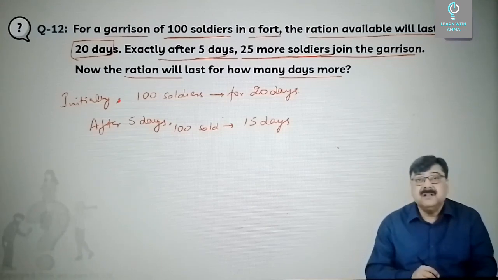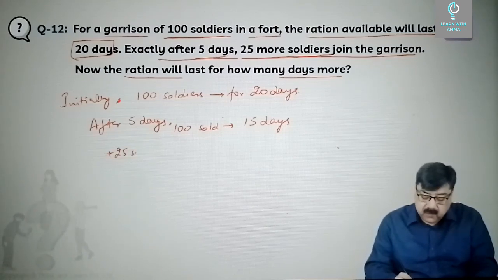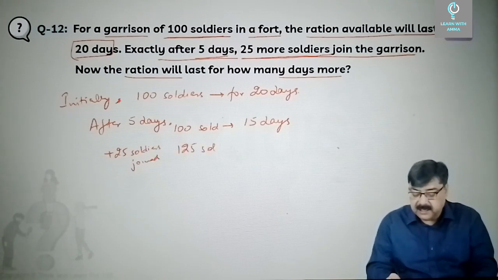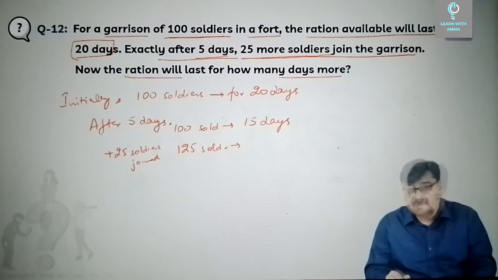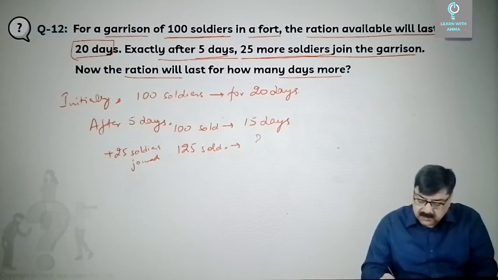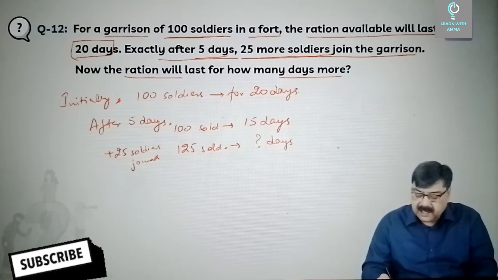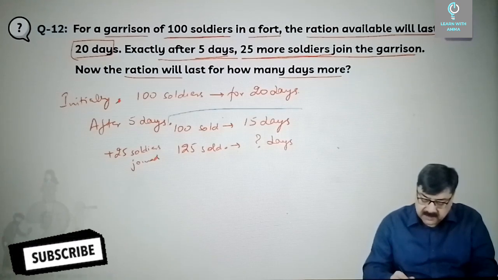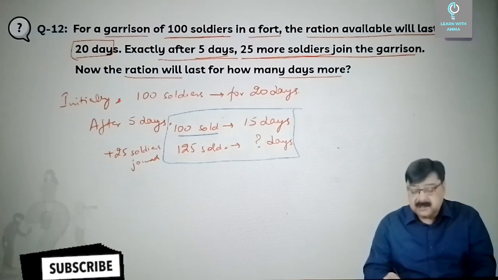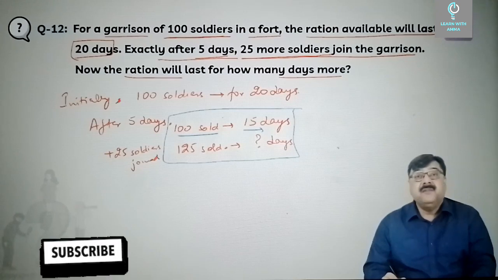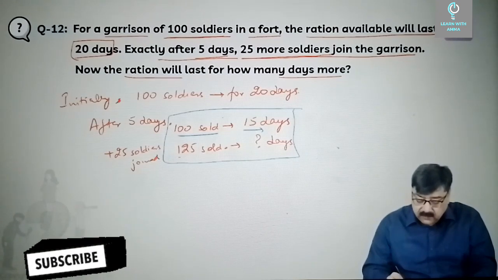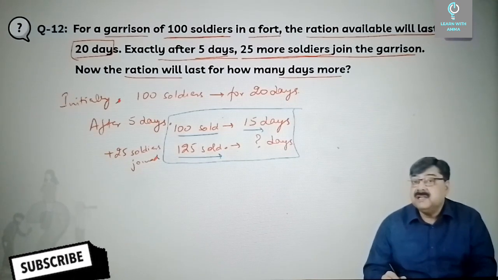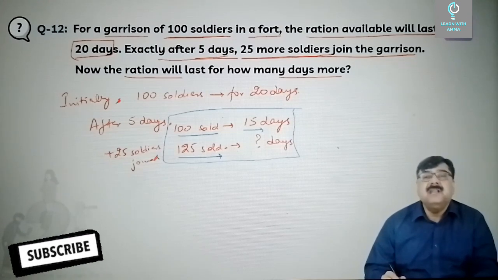Now what happened after this? Well, 25 more soldiers joined. Now the total number of soldiers here is 125. Okay. So now the ration supply will last for how many days? Just look at this much. So for 100 soldiers, the supplies are there for 15 days. So for 125 soldiers, the supplies will last for how many days? More days or less days?